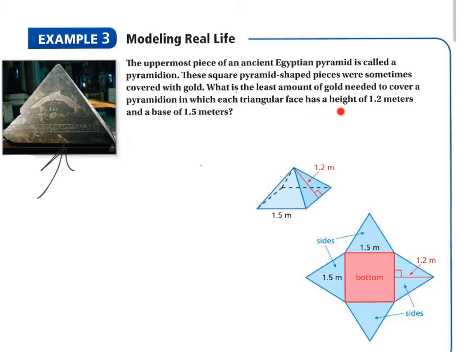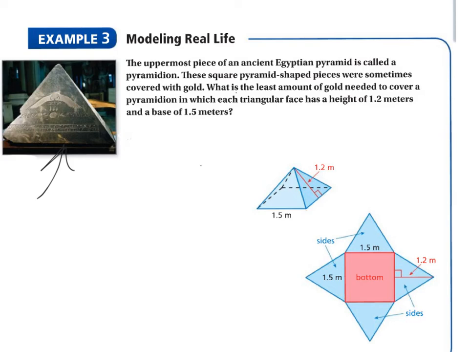Okay, so it tells us that the triangular face has a height of 1.2 meters. So as you can see, they've drawn this, and I went ahead and left these in, but we could have easily drawn this ourselves, right? It has a height of 1.2 meters and a base, over here they show us 1.5 meters. Okay, so this here is 1.5 meters. So when we're covering it with gold, that means it's surface area, which is what we've been doing. So the surface area is equal to the base plus the faces, right?